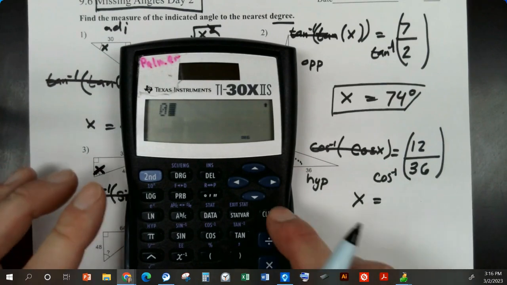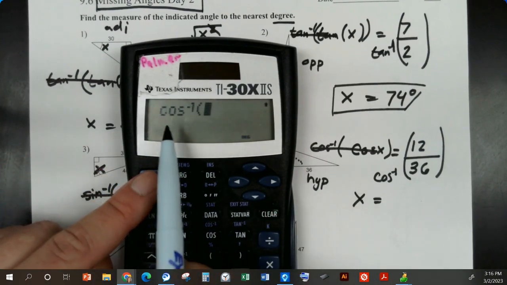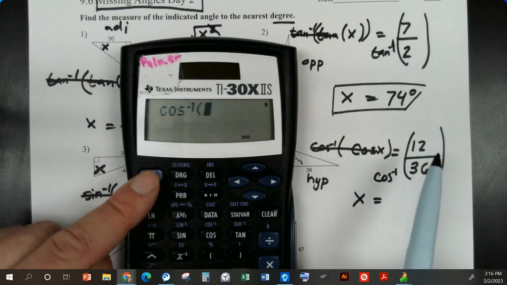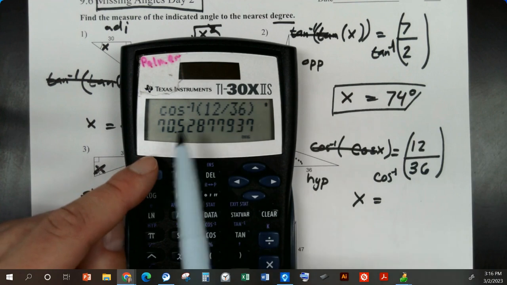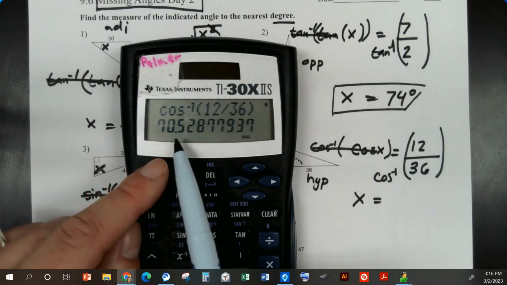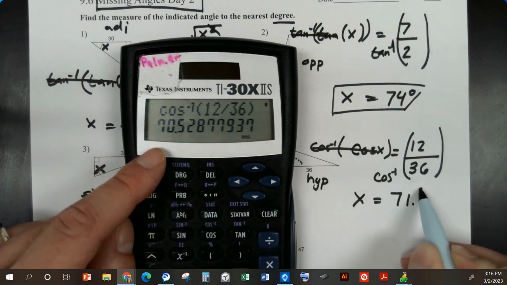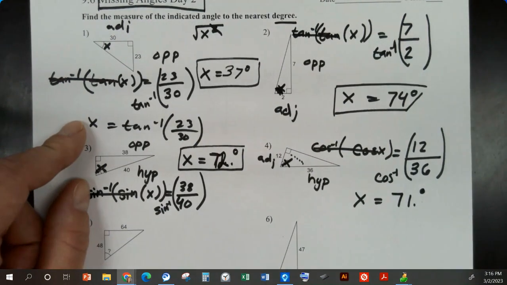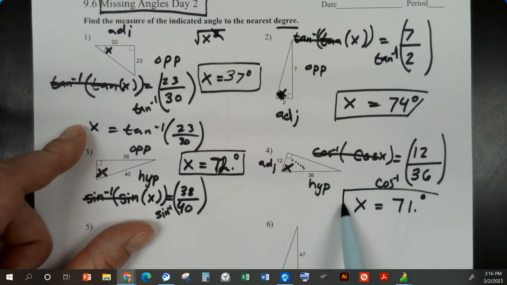So again, I'm going to do second button cosine. That will give me the inverse cosine, and then I type in my fraction. So 12 divided by 36, parentheses, and that gives me 70.5. 5 is right on the line. If it's a 5, we're going to round up. So 71 degrees. Oh, these are all like, this was 72, 71, 74. Interesting.